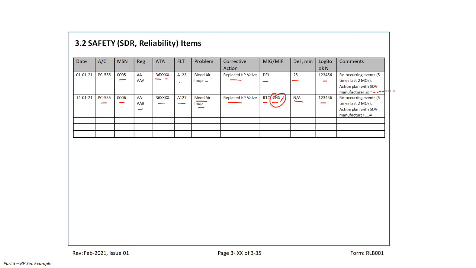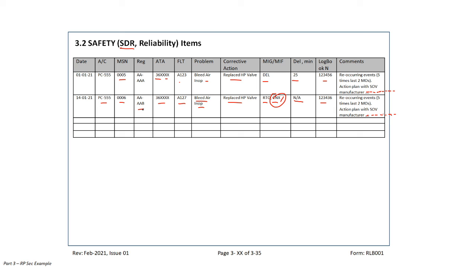Action plan with SOV manufacturer, and we can add here whatever we want, whatever summary, or maybe we have some meeting summary or whatever. Okay? So this is, as I said, a very simple version. We need more information, especially since this item is related to SDR, as I mentioned, right? We have to go to the appropriate sections. In our case, it can be the section for PIREPs on removals, right?